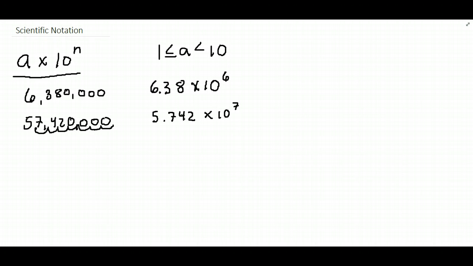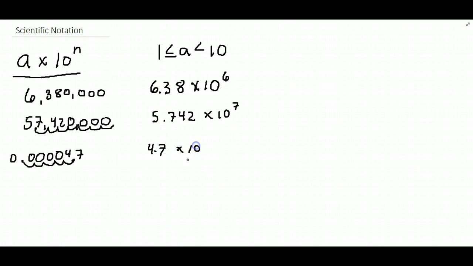Now what if we have a really, really small number? Let's say 0.000047. Okay, so when we write this in scientific notation, again, A has to be greater than or equal to 1, less than 10. So if we have 0.000047, we want to move the decimal point all the way to the right. We want to move it 1, 2, 3, 4, 5. So the decimal point is in between the 4 and the 7, 4.7, because that fits the rules.